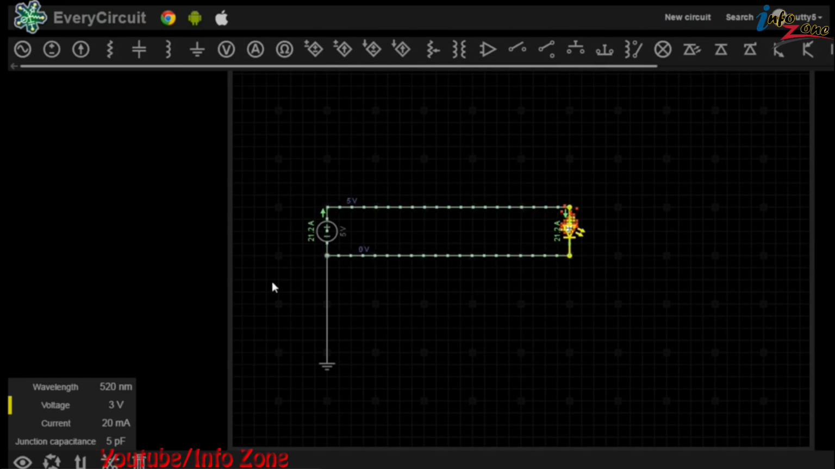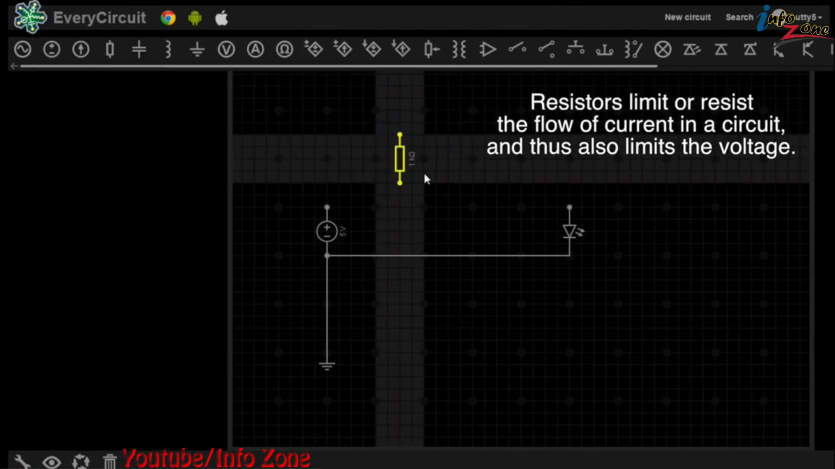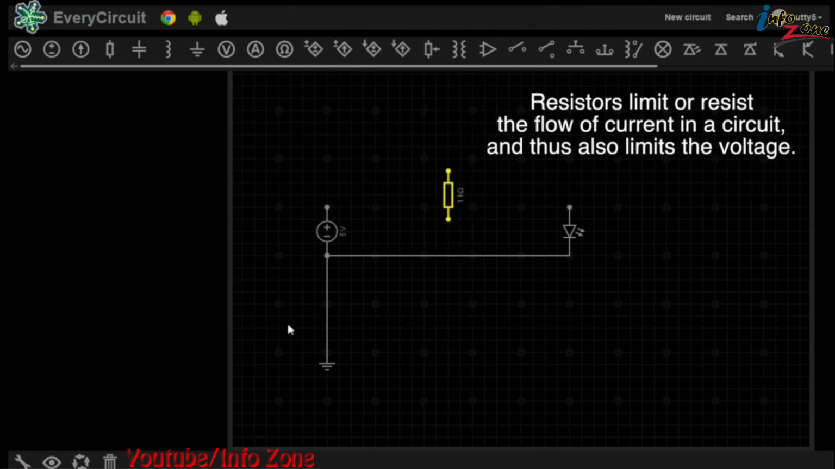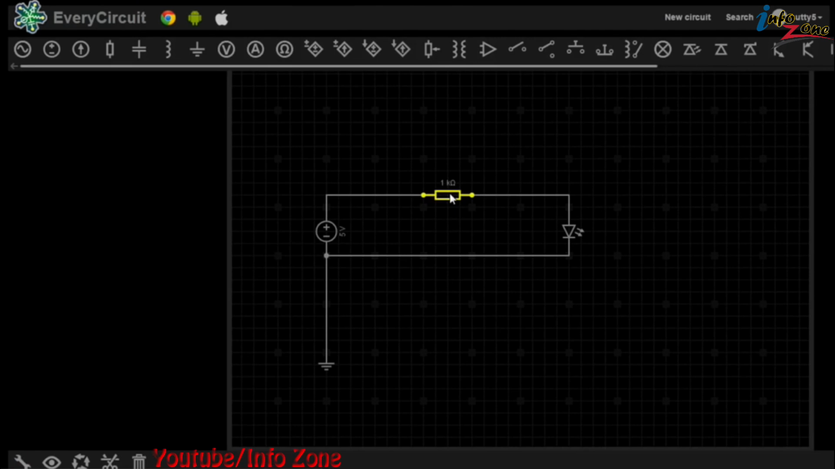So what we need to do then is introduce a resistor to this circuit. And if we cut the circuit and we grab a resistor from the top, and drag this over and connect this up to our circuit, we'll put the resistor in series in our circuit. So it's in series with our LED. This resistor is set to 1 kilo ohm.